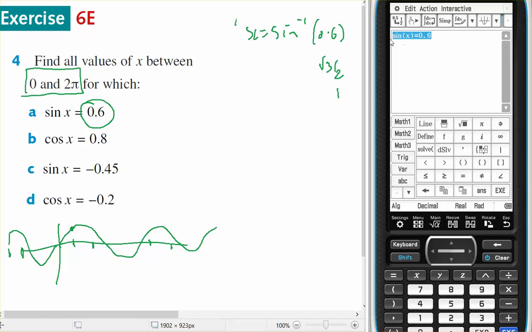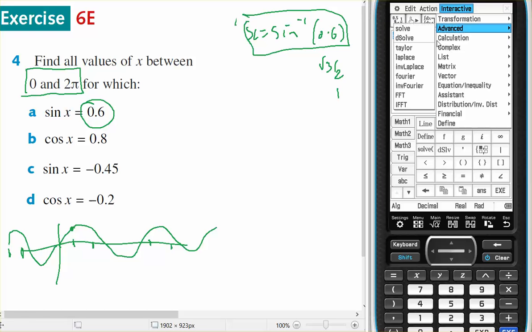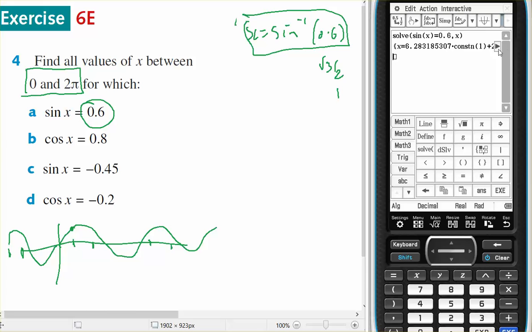If I was to solve this, I'm in radians, and I'm also going to put decimal, because if I don't put decimal, I'm going to get this answer, and I prefer a decimal answer in this particular case. So if I just go interactive, advanced, solve, and I solve for x, it's going to give me a constant. It's going to give me a general solution.